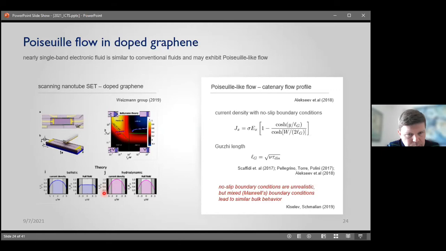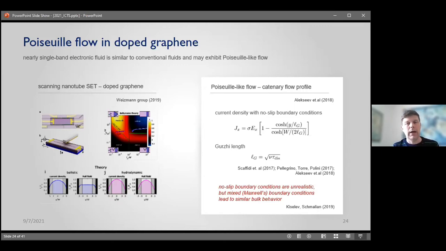And also here in this experiment, you can see that this current density doesn't really go all the way to zero. Even in this theoretical picture that's shown here, it doesn't go all the way to zero at the edges of the channel, which is basically the effect of that slip length.